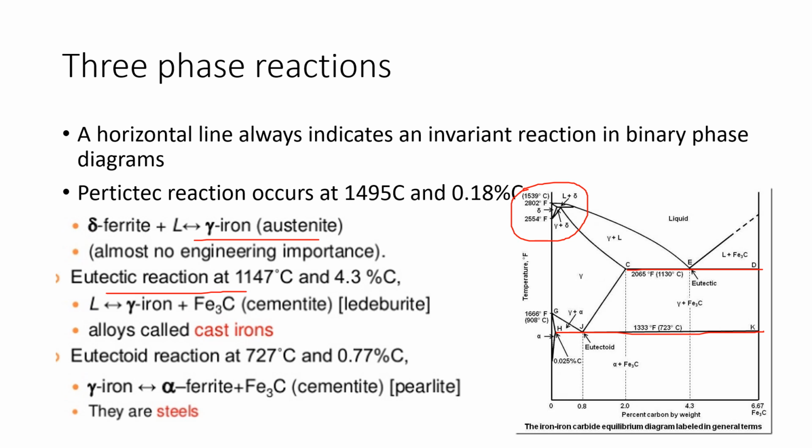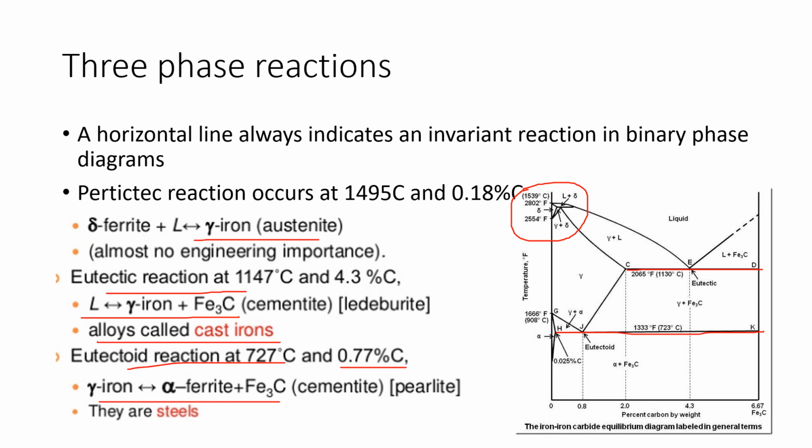The second phase reaction is the eutectic reaction, which occurs at 1147 degrees centigrade. And the third one is the cementite reaction, when the liquid iron transforms into gamma iron plus iron carbide, cementite, which we can also call ledeburite. So the alloys in this region are called cast iron.